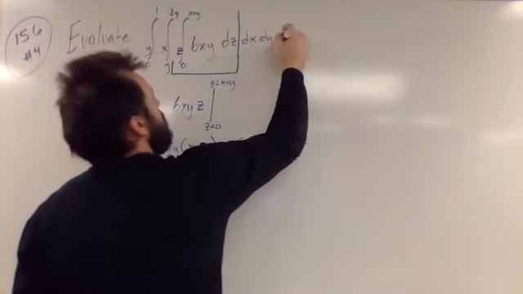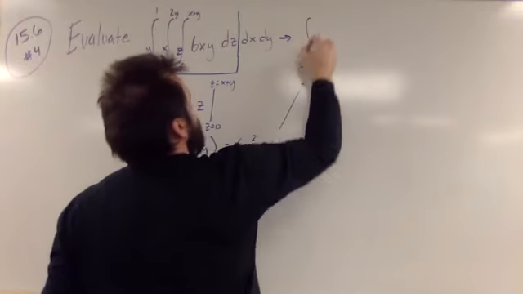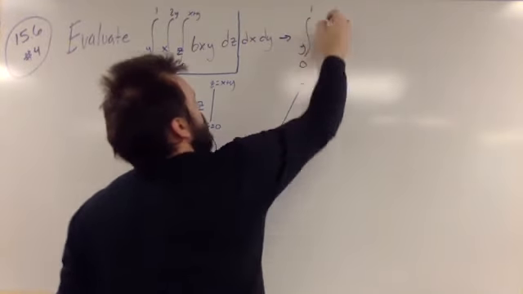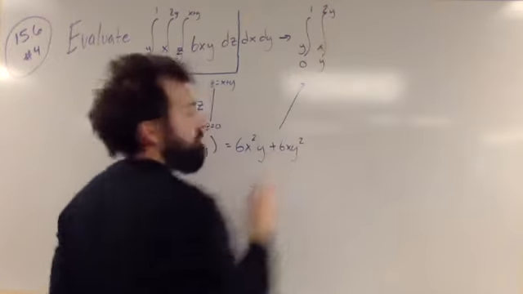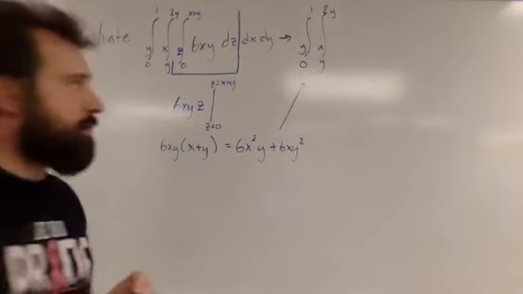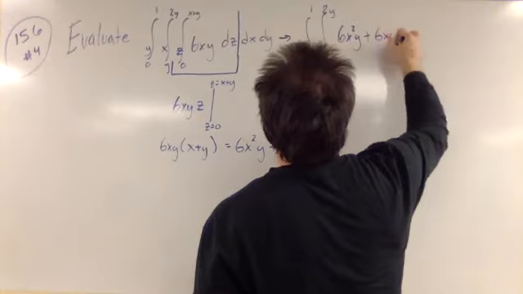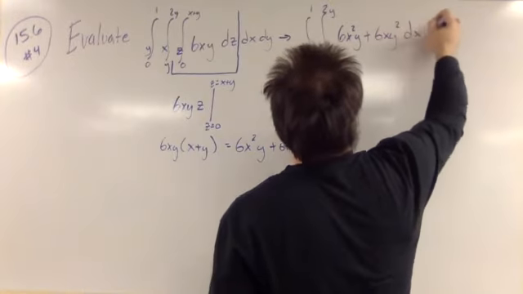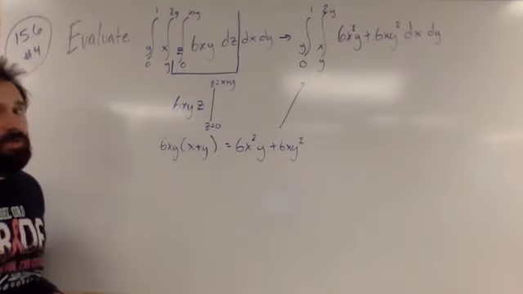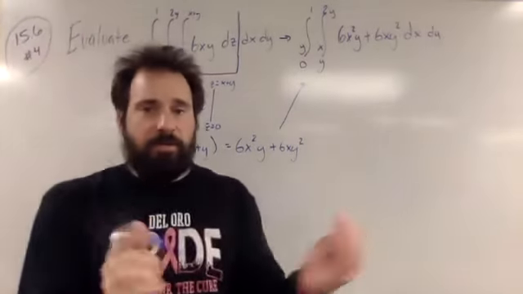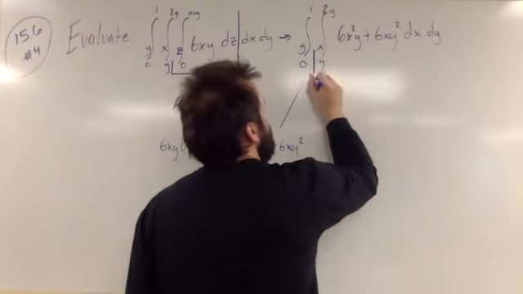So I'm going to now rewrite this. Now I'm just doing a double integral. So from 0 to 1, that's my y value. And then from y to 2y, that's my x value. And then now I have 6x squared y plus 6xy squared. So now again, what I'm going to do is take just the integral on the inside. I'm going to focus at just this part here.